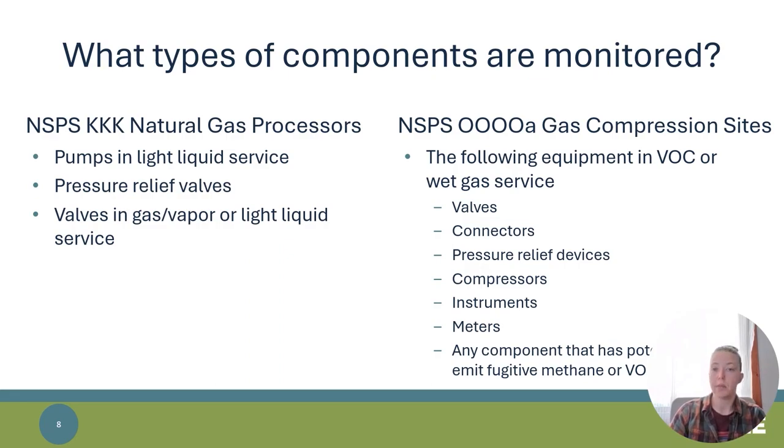So for NSPS KKK, some of those regulated components are valves, pumps, and pressure relief devices. However, in Quad OA, which is newer than NSPS KKK, the components list is expanded to also include meters and any component that may leak VOC or methane.